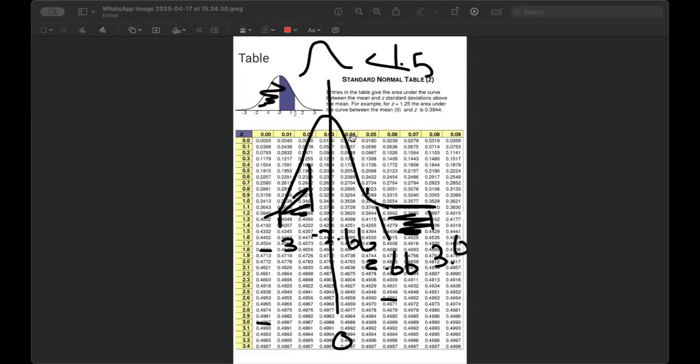I mean for this first question. Okay? Then for the second question, if I draw a curve again, they're asking Z is greater than or equal to minus 2.37. Here is 0, and minus 2.37 is somewhere around here. The part greater than this.